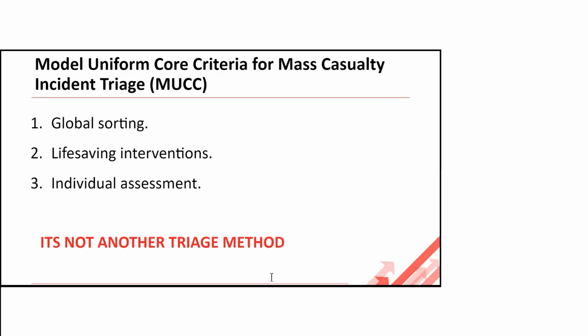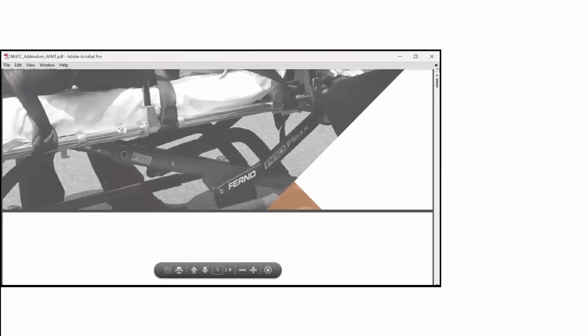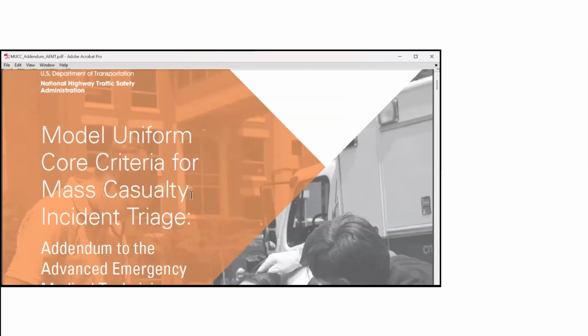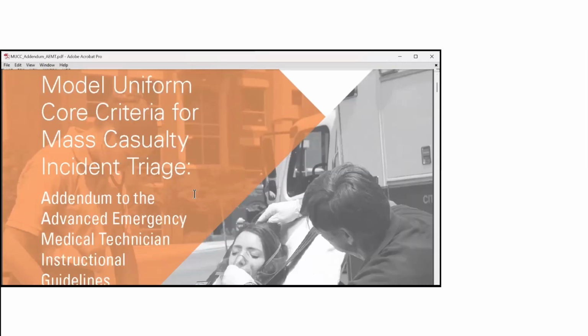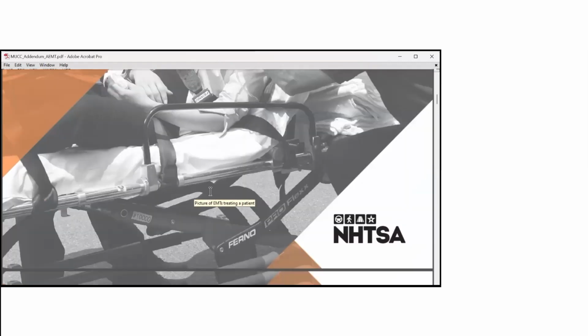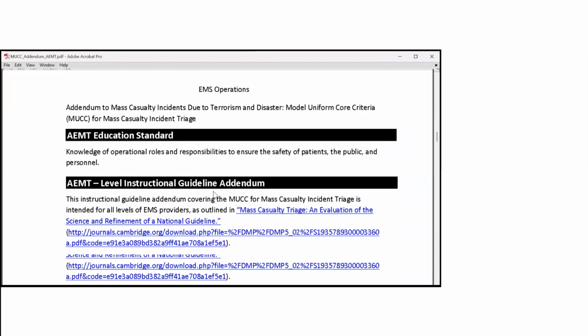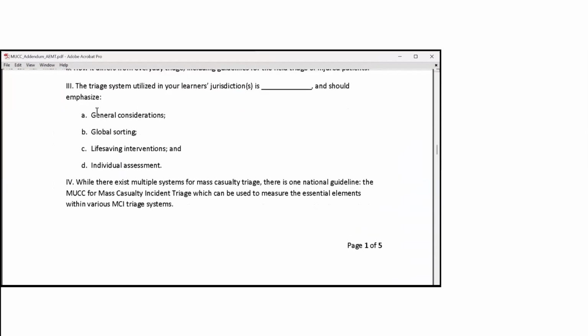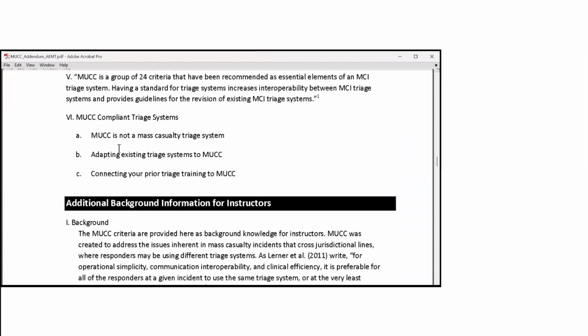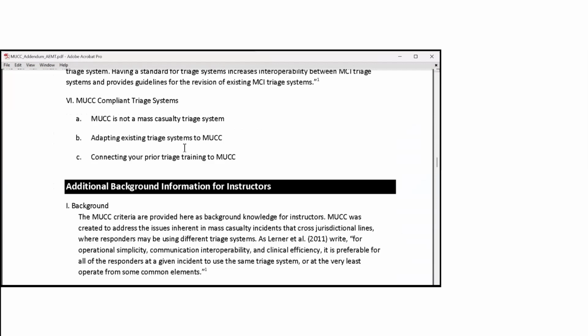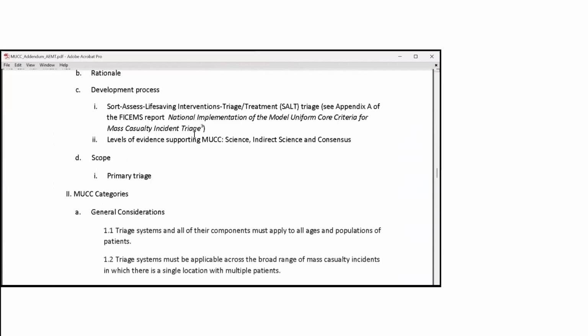So let me see if I can share this. Yes. You can get this document online, but we'll put it as part of the resources in the videos. It's the Model Uniform Criteria for Mass Casualty Incident Triage Guidelines. As I said, it covers general considerations, global sorting, life-saving interventions, and individual assessment. Like you mentioned, this is not a triage system, so do not confuse this with all the other triage systems. It's just a guide to say your system must comply with these criteria, okay?